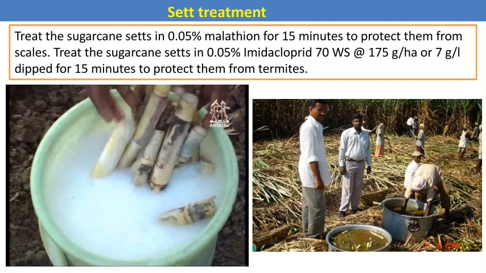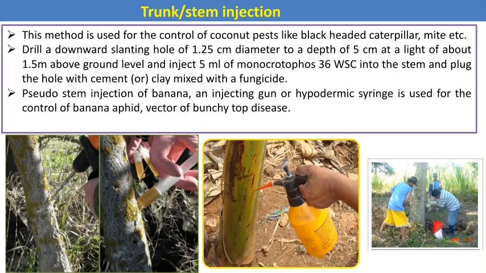Treat the sugarcane seeds in 0.05% imidacloprid 70 WS at the rate of 175 gram per hectare, or 7 gram per liter, dip for 15 minutes to protect them from the termites. Next, trunk and stem injection. This method is used for the control of coconut pests like black-headed caterpillar, mites, etc.